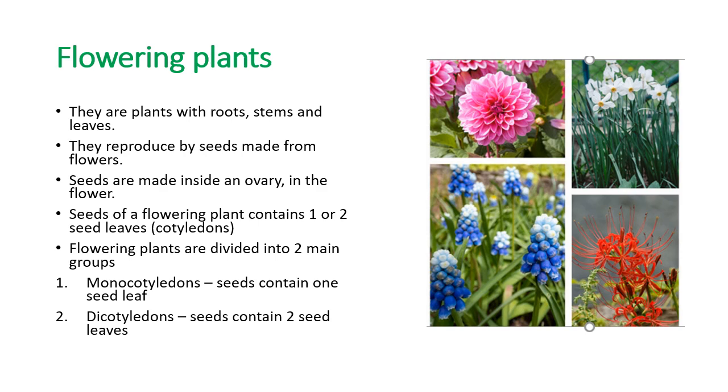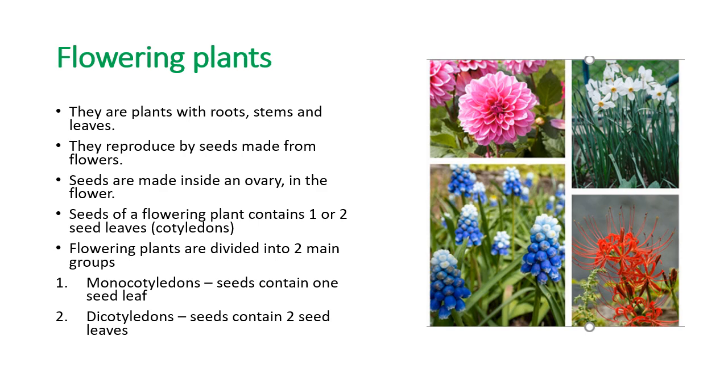The next group of plants is flowering plants. Flowering plants have roots, stems and leaves which are very well developed. They reproduce by seeds. These seeds are made from flowers. Seeds are made inside an ovary in the flower. Seeds of a flowering plant contain one or two seed leaves, which are called cotyledons.